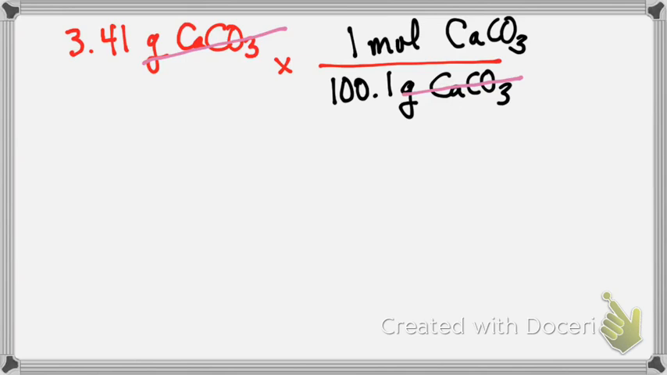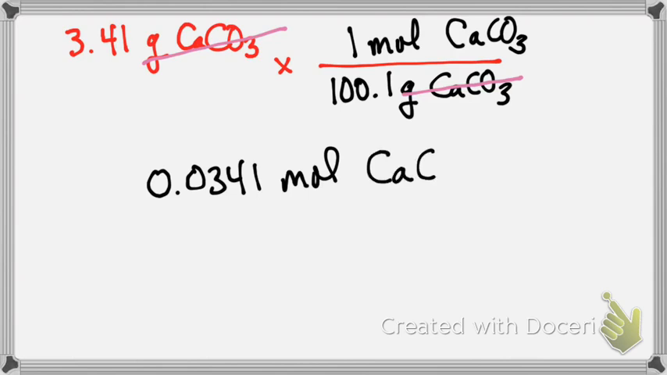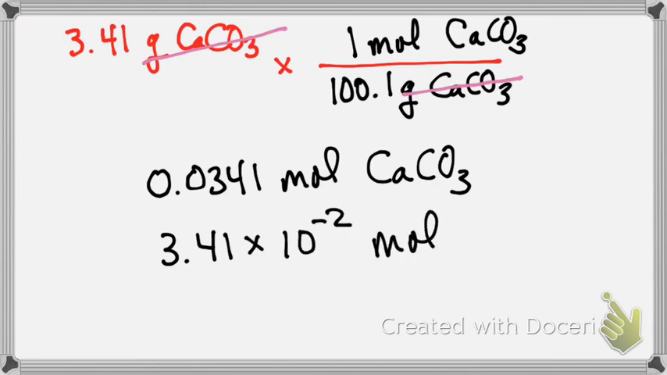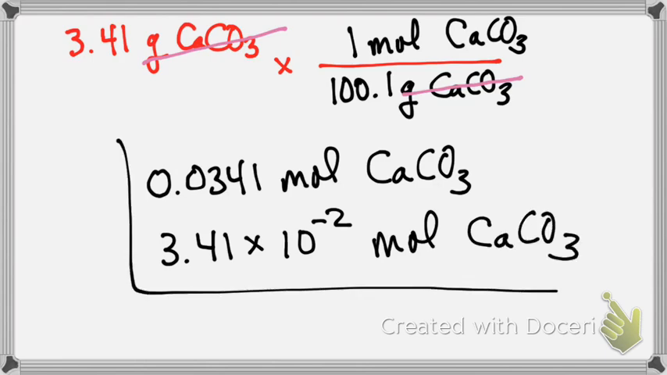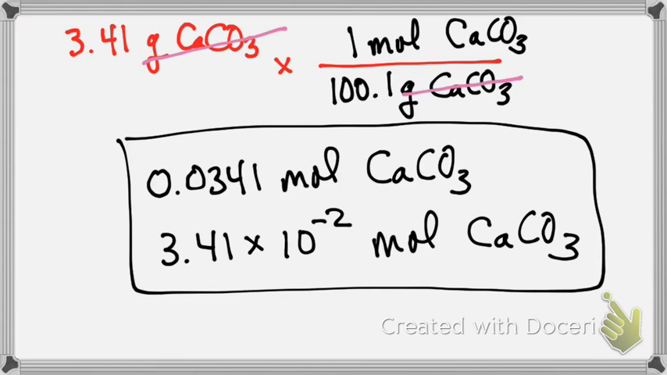So since this bottom number is so close to 100, we could say 0.0341 moles of calcium carbonate. We could also say 3.41 times 10 to the minus 2 moles of calcium carbonate. These answers are equivalent and would suffice as the correct response.